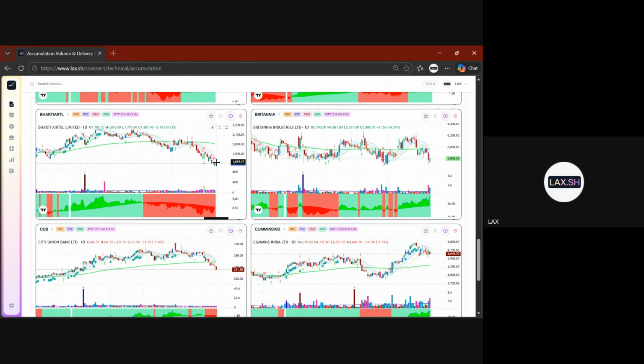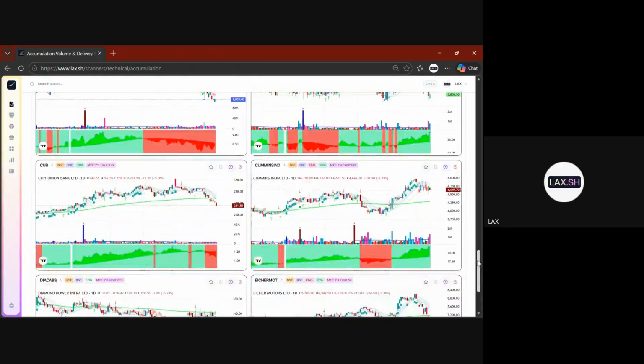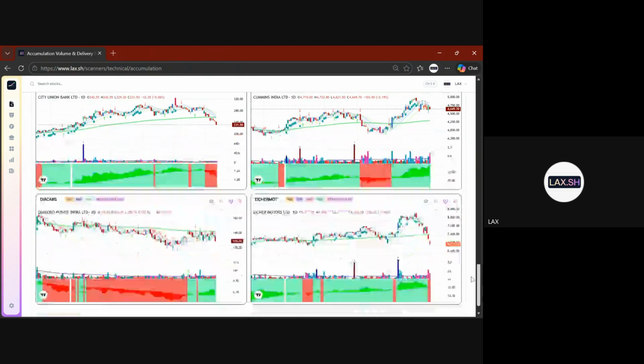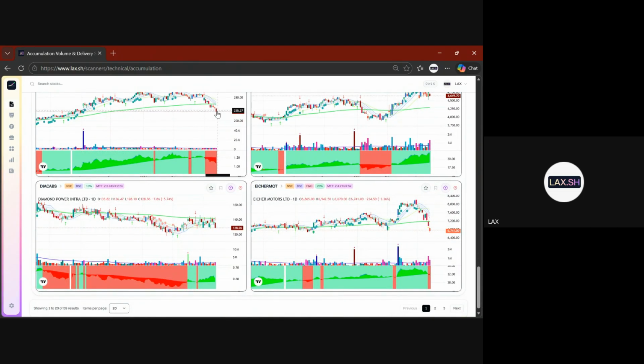Why? Because there are only two players in telecom, Bharti Airtel and Jio. BSNL is practically immaterial. Vodafone Idea is practically immaterial, right? And this one is actually a pure play, because Reliance has so many other things along with Jio. It's only a matter of time before it turns upwards, right? Cummins, really strong stock, which is a whole power theme. CUB has fallen a lot. A niche private sector bank, which you can put in the watch list, so that you can go through.